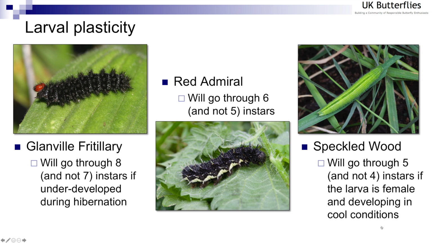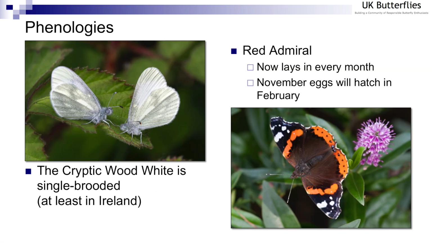In the middle, this is something that was discovered by the UK Butterflies community, and especially Vince Massimo, who's been studying the red admiral in some detail in terms of its immature stages. What he's discovered is that occasionally the larva will go through 6 rather than the 5 instars that we're familiar with in terms of the red admiral caterpillar. This variation in the number of instars, because it's normally fixed for a given species, is what's known as larval plasticity.